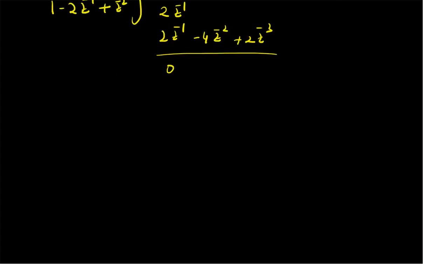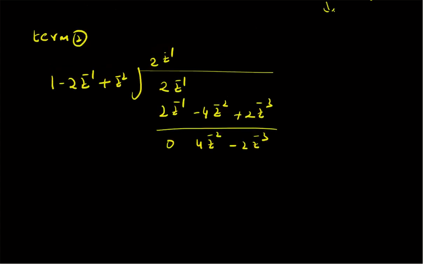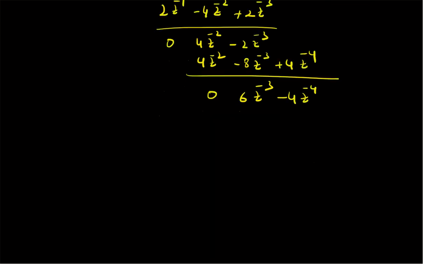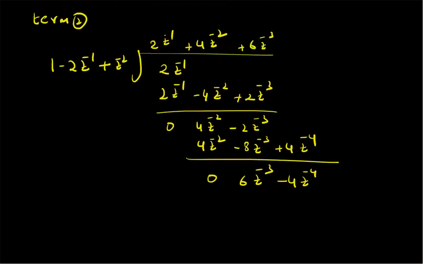So the difference, first term is 0, second one is plus 4 Z power minus 2 minus 2 Z power minus 3. To get plus 4 into Z power minus 2, we multiply by plus 4 Z power minus 2. So the value here is 4 Z power minus 2 minus 8 Z power minus 3 and then plus 4 Z power minus 4. The difference is 0, and then 6 Z power minus 3 minus 4 Z power minus 4. Again the next term will be plus 6 into Z power minus 3, so 6 Z power minus 3, then minus 12 Z power minus 4, and then plus 6 Z power minus 5.